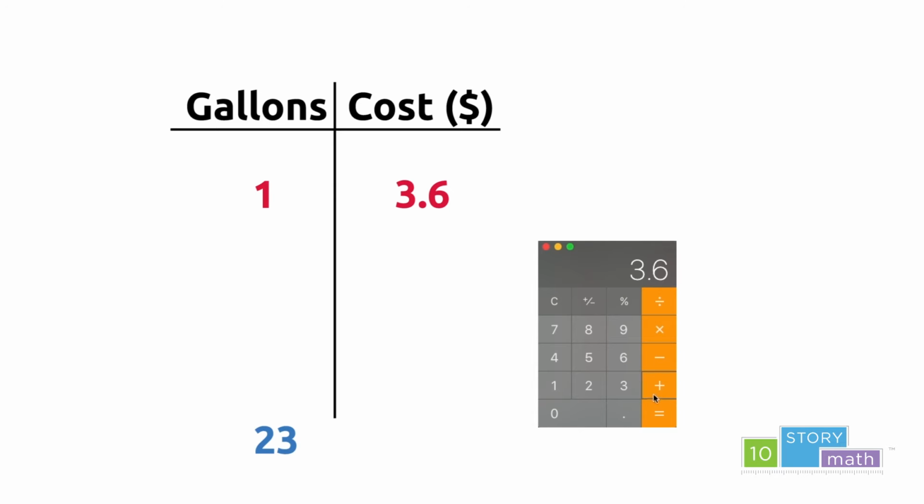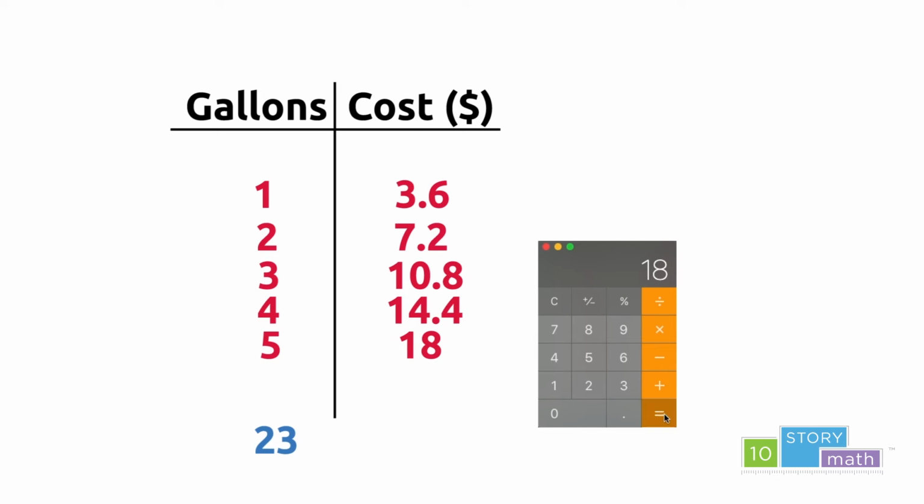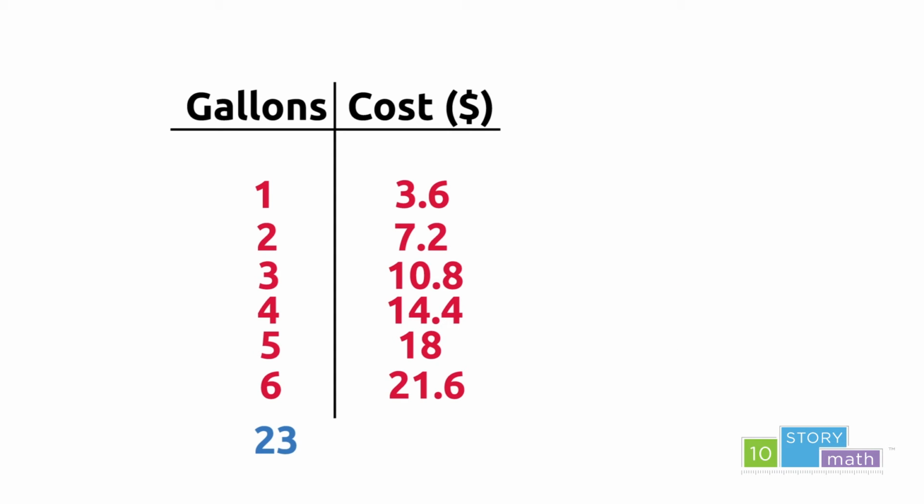2 gallons costs $7.2. 3 gallons costs $10.8. 4 gallons costs $14.4. 5 gallons, $18. 6 gallons, $21.6. And here's the only downside with counting by ones. It's going to take us a really long time and require a lot of organization. But there are some shortcuts that we can take. Let me outline a few of those approaches.